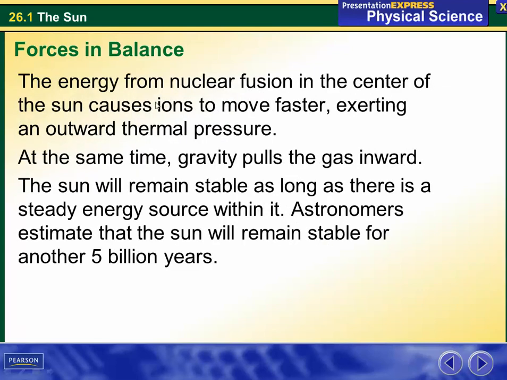So the energy that's created from nuclear fusion in the center of the sun causes ions, which are just positively charged particles, to move faster. This is a basic thing: when things have more energy, they move faster. We learned that at the beginning of the year. The same thing happens in the sun, except on a much greater level than we could possibly imagine here on Earth, which exerts an outward thermal pressure. So moving fast ions exert a pressure outward.